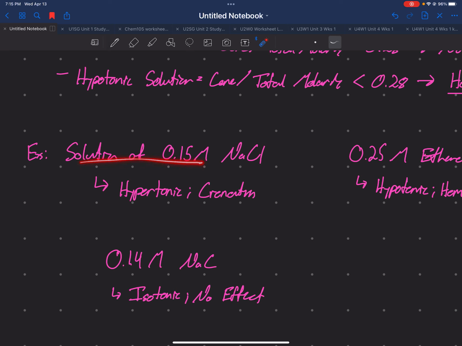Solution of NaCl, there's one Na plus one Cl, so there's two things. 0.15 times 2 is 0.30, which is greater than 0.28. Hypertonic leads to crenation.